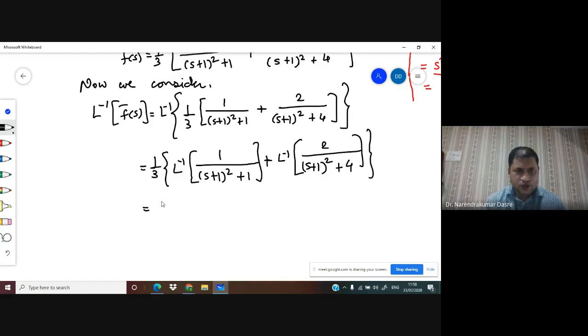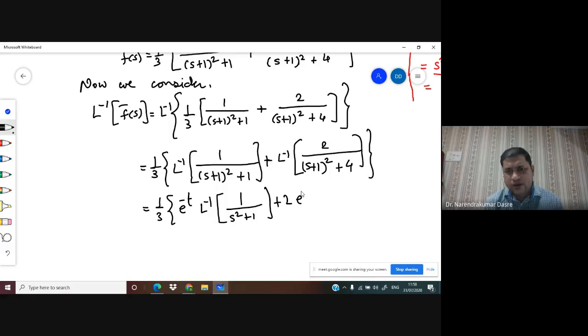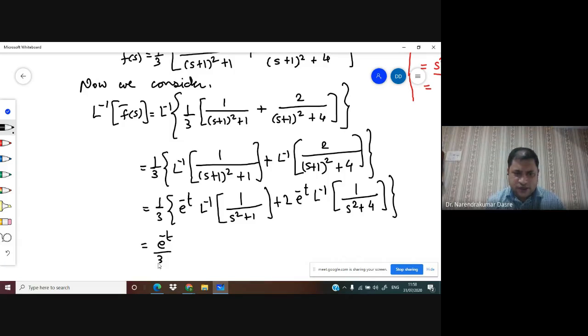Now we have the property. This is going to be e raised to minus t, the Laplace inverse of 1 upon s square plus 1, plus 2 outside, e raised to minus t Laplace inverse of 1 upon s square plus 4, and that's what it is. This is equal to e raised to minus t, which is common, so I can write e raised to minus t by 3.